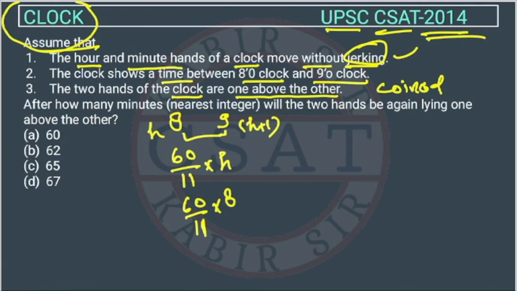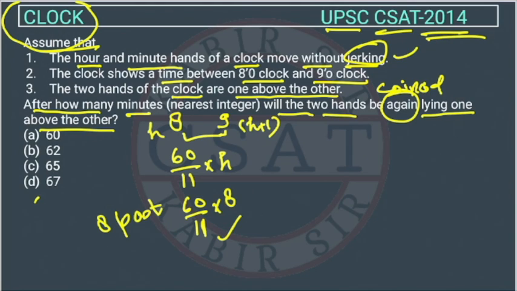Okay. Now, after how many minutes will the two hands be again lying one above the other? ये बोल रहा है कि एक बार तो ये मिल गए, कब मिल गए? They will मिल गए एक दूसरे के ऊपर 8 और 9 के बीच में, कब आ गए? At this timing, right? So this is 8 past, this many minutes.